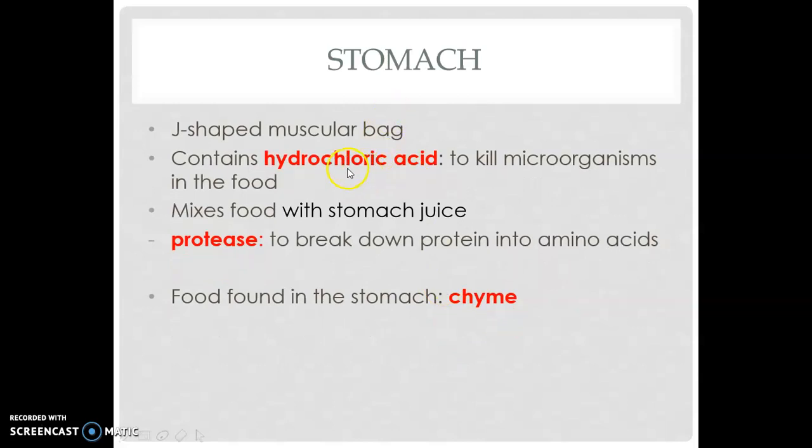In the stomach, there are two types of chemical. One is the hydrochloric acid, which is to kill the microorganisms in the food. And then the food will mix with the stomach juice that contains the enzyme called protease. This protease enzyme specifically breaks down protein into amino acids. The food found in the stomach is called chyme. And then the process continues into the small intestine.